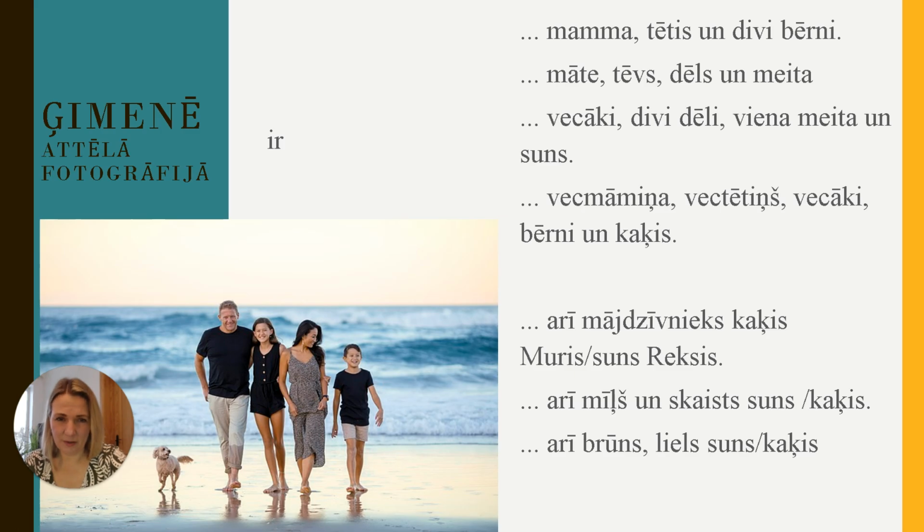Definitely you could describe the pet with some adjectives, right? Mīļš un skaists, lovable and beautiful, suns and kaķis. You can use a color as well, brūns, liels. So the size and color, anything you know. If you feel like running out of ideas, think again. Maybe you know a color, maybe you know any adjective. You can add it to get the 5 words. So that's the first idea: to say in the family or in the picture there is or there are.